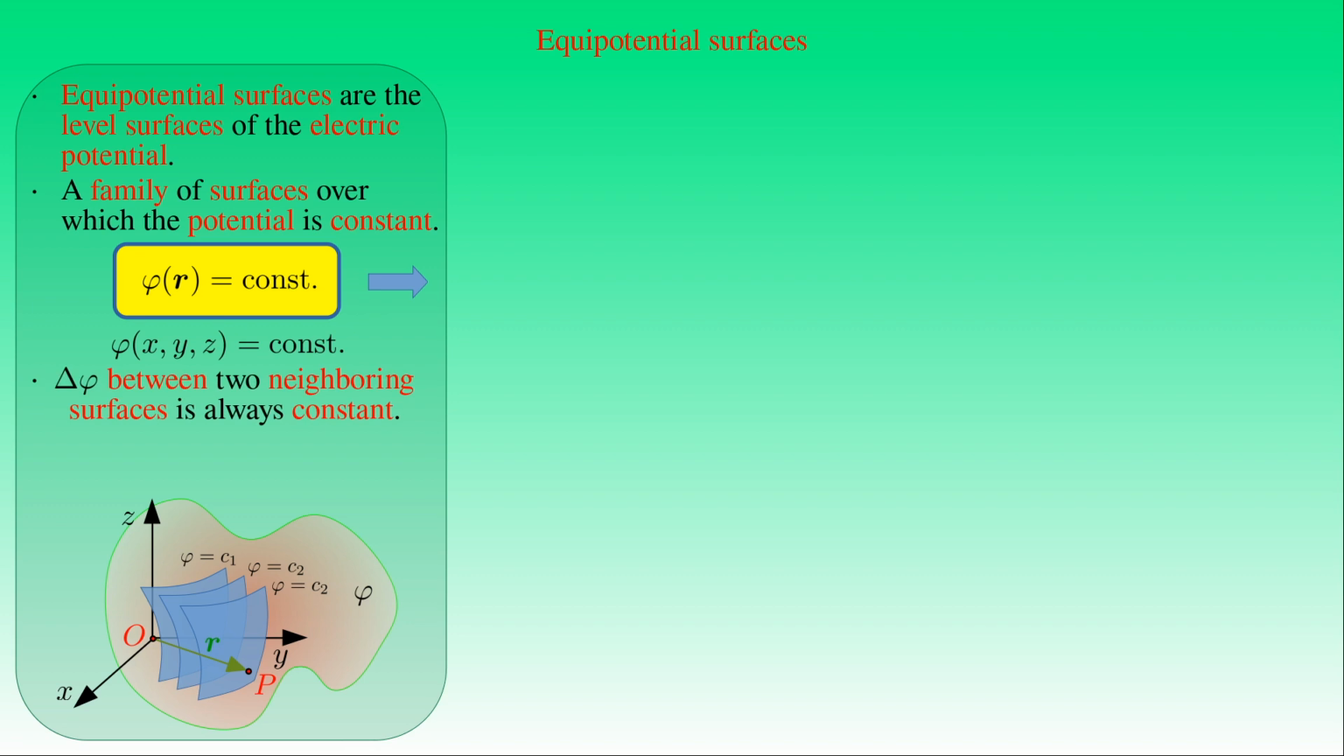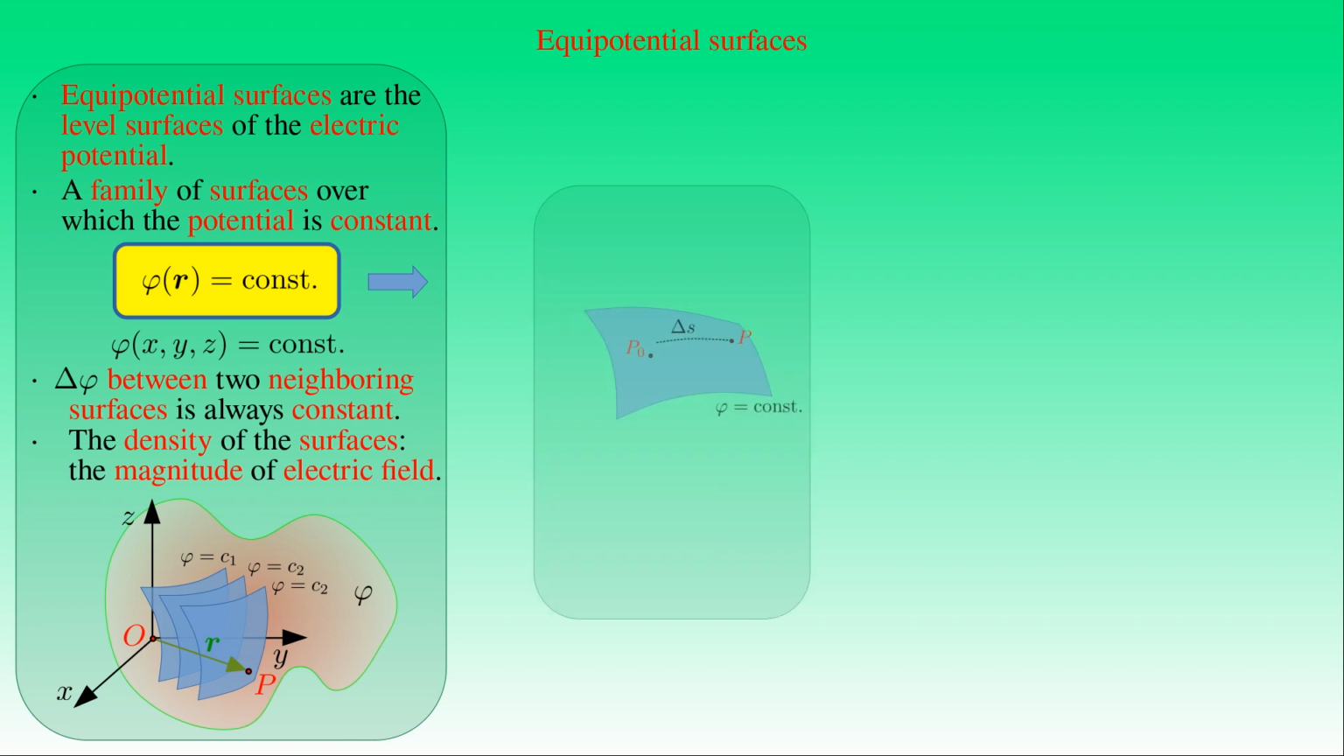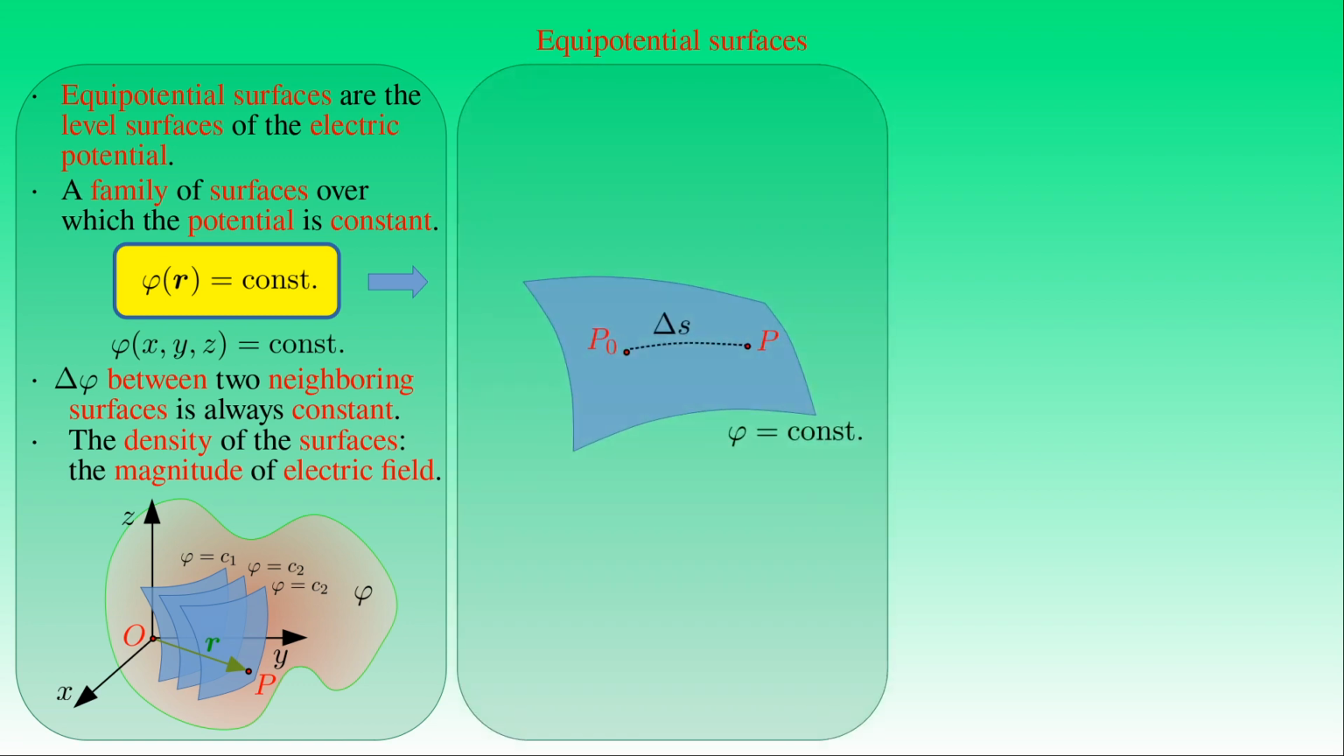This convention allows us to deduce the magnitude of the electric field strength from the density of the equipotential surfaces, as we already did it from the density of the electric field lines. The density of the surfaces indicates the magnitude of the potential gradient, that is the magnitude of the field strength. In other words, closer equipotential surfaces imply a larger gradient or stronger electric field. Since the electric potential is constant over the level surfaces, its value will not change along the displacement delta S from a point P0 to a point P over the equipotential surface.